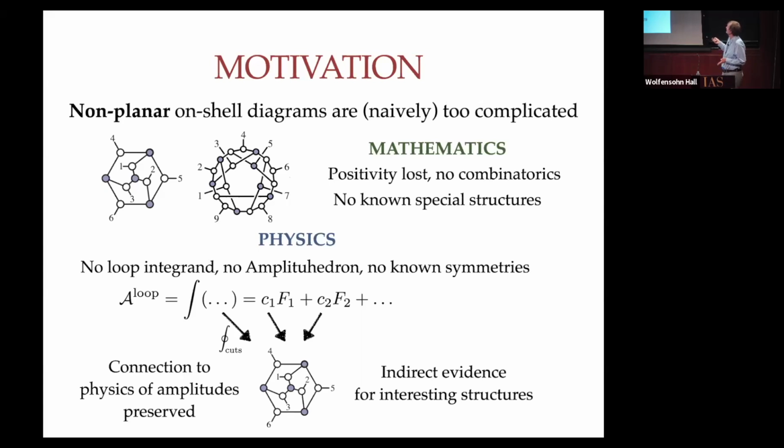In mathematics, the positivity, which was the guiding principle for these Plabic graphs, is lost. There is also no known combinatorial relation to permutations. And at least to my knowledge, we don't know about any special structures in general. In some particular cases, perhaps, but in general, about drawing these graphs and saying if they are related to some interesting mathematics. On the physics side, the loss of planarity also causes some harm.